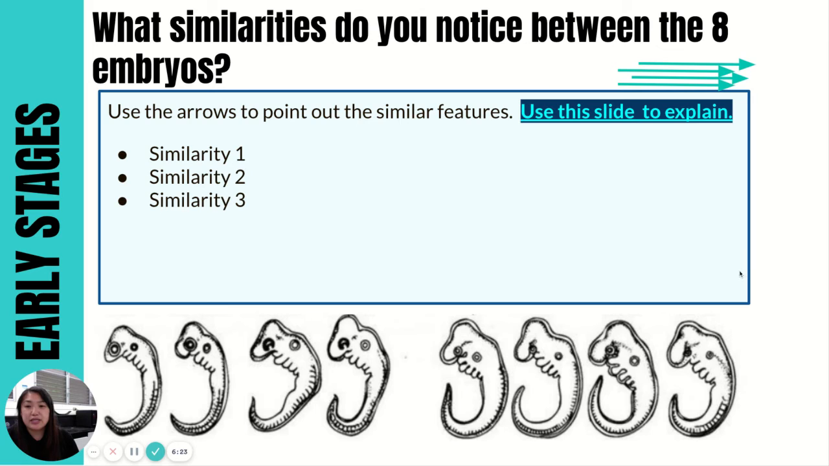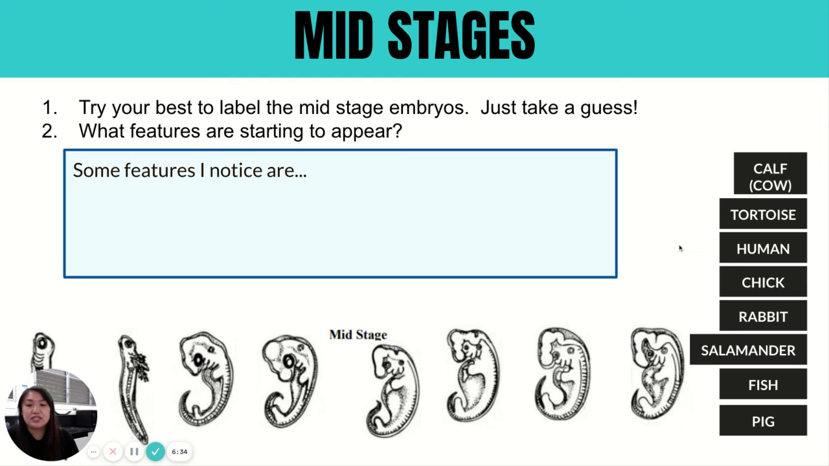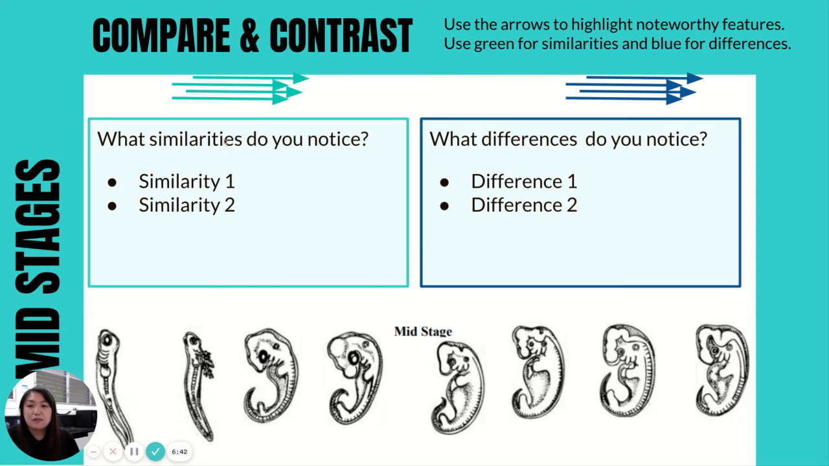After that, you're going to be pointing out similar features in these embryos. So what do they all have in common? And you can use the slide that had all the different features on it to explain that. And then you're going to take a look at the mid stages afterwards and try to figure it out then. So then they start to differentiate and they look a little bit different from each other. Talk about the similarities they have, talk about the differences that you notice.